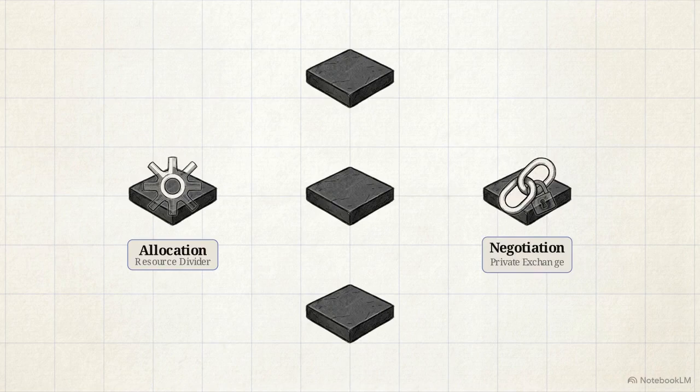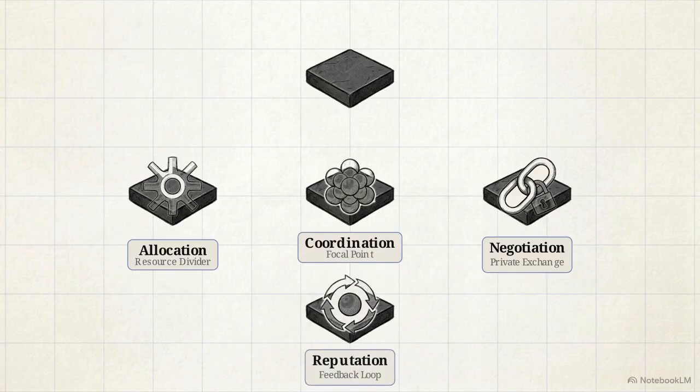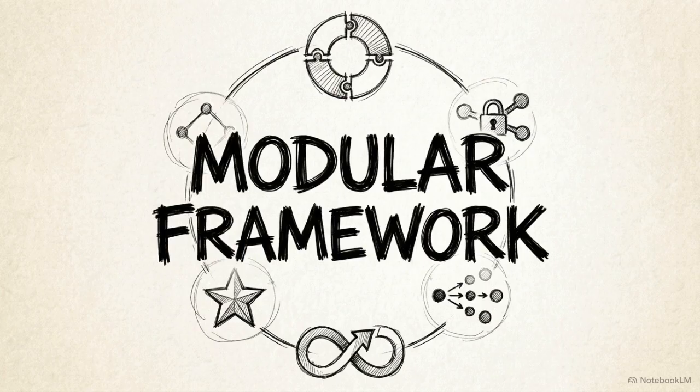Next is coordination, where all players want the same outcome but need a focal point to converge on. Then comes reputation, where past behavior explicitly alters future payoffs in repeated dealings. The final shape is the tournament. This defines a bounded competition with explicit prizes to select for skill while producing a public record. These 5 modular shapes provide the minimum necessary templates to specify and engineer any consequential interaction within a business.